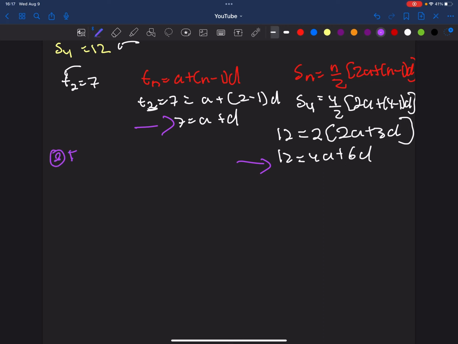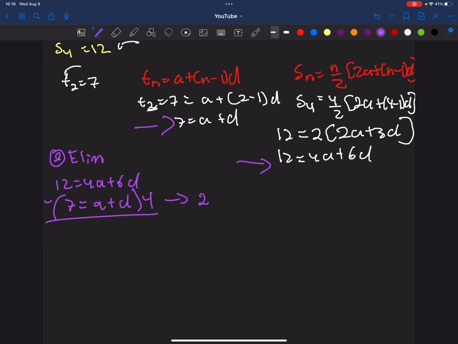Second step, elimination. So we're going to be doing 12 is equal to 4a plus 6d subtracted by 7 is equal to a plus d. But we run into an issue because 4a minus a does not equal 0, or 6d minus d does not equal 0 either. So what we're going to do, we're going to multiply 7 is equal to a plus d by either 4 or 6, depending on what you want to eliminate. So I want to eliminate the a, so I'm going to multiply this by 4.